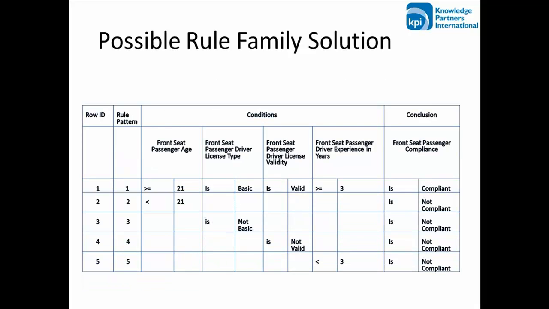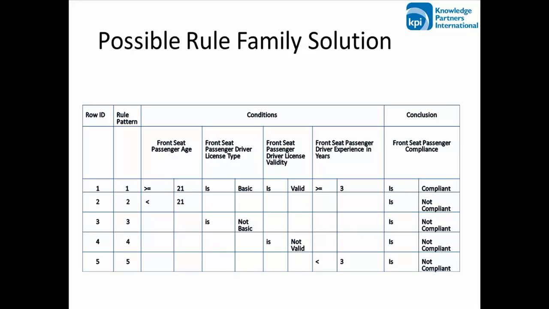So if you look at this page, row 2 says if the front seat passenger age is less than 21, we don't even care about the other 3 conditions. They are not in compliance. And if they have something other than a basic driver license type, they're not in compliance. I don't care if they're 26 years old or 99 years old. So we have to put in each one of those conditions, if they're not true, that we're not compliant.